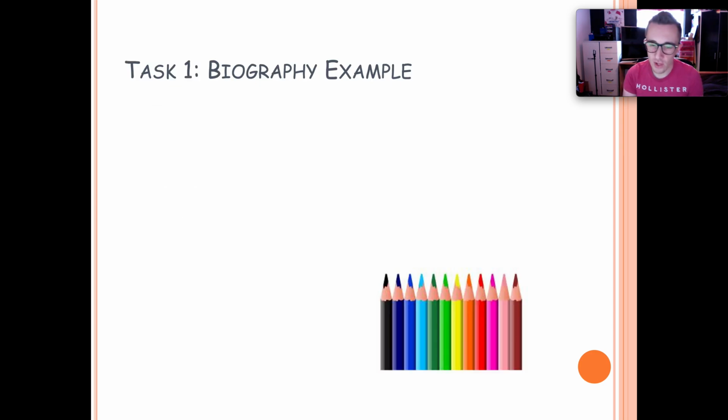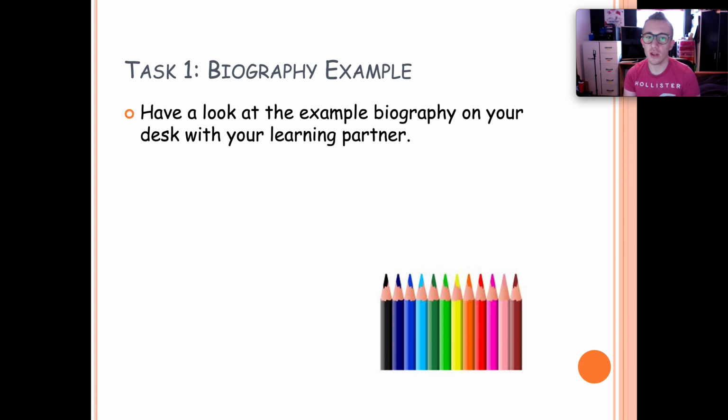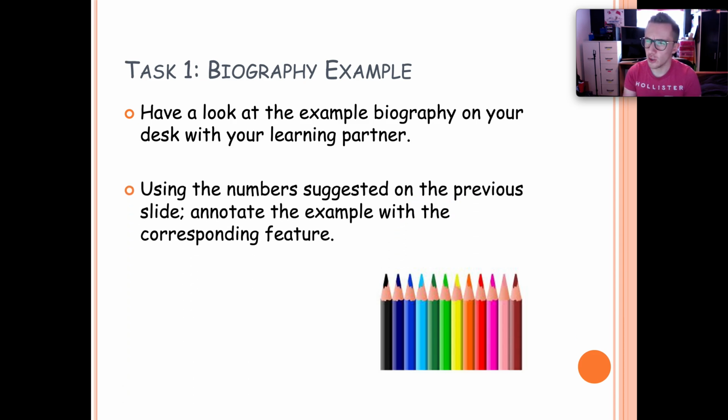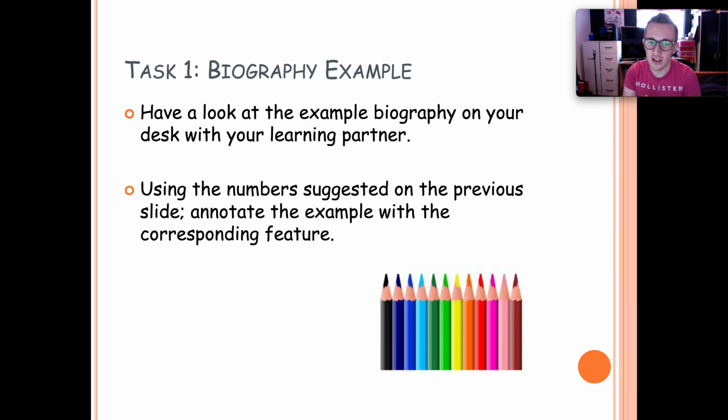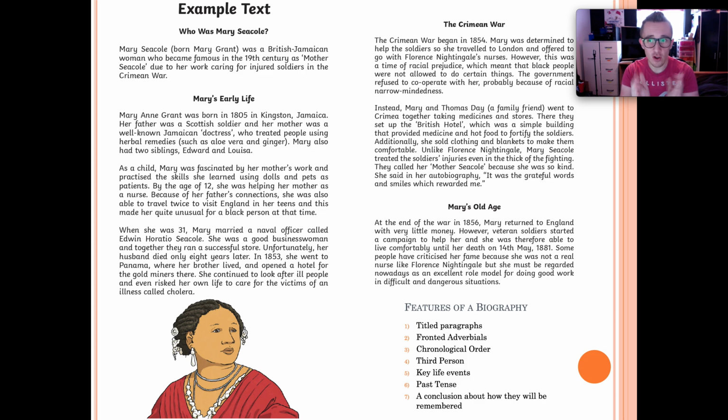Okay, so we've got a biography example, and you're going to have a look at it. It says in learning partners, you can't do that. Your learning partner is you, yourself, and I, or you, yourself, and you, I think. Anyway, using the numbers suggested on the previous slide here, you're going to annotate the example with those numbers where those features are in the text, and I'll show you what that looks like in a second. Now, the text looks like this, and it's about someone called Mary Seesaw, and the features are here. So when you spot a feature, you would number it.